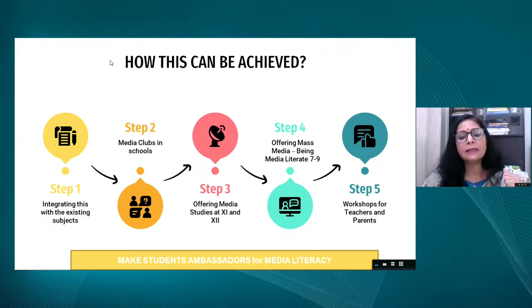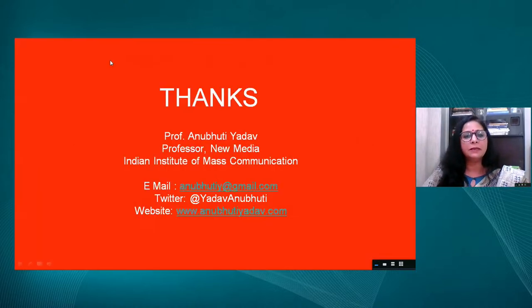because they also need to be media and information literate. And the last point is, the National Education Policy says that we need to involve young people in constructive public engagement. Make them ambassadors of media literacy. Make them understand, and then they go out, tell their parents, tell their peers, go to the grassroots level and talk about media literacy. So let them be the ambassadors of media literacy.